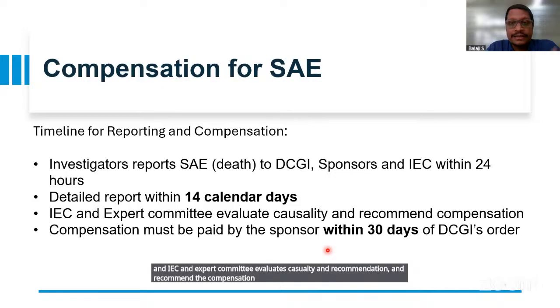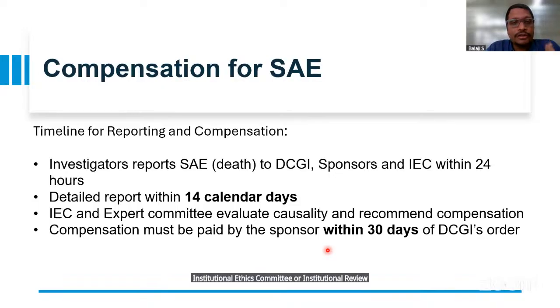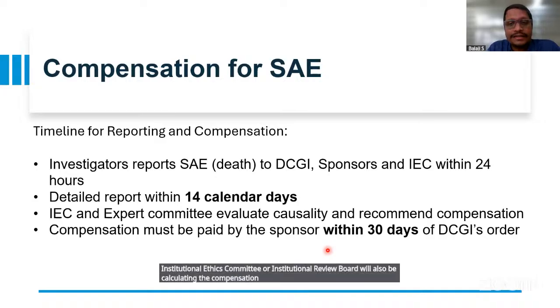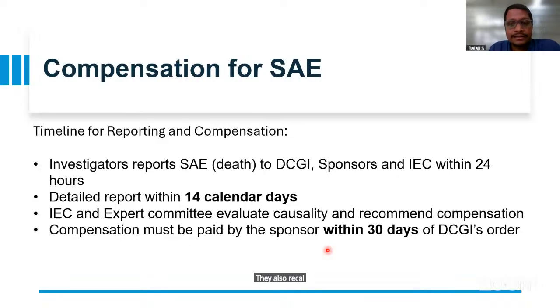Which means that the institutional ethics committee or institutional review board will also be calculating the compensation, and that recommendation would be submitted to the CDSCO, the DCGI. Then the expert committee appointed by the DCGI will also look into its causality and the recommendation. They will also review the recommendations given by the ethics committee. They also recalculate the compensation, and then they recommend the sponsor to provide the compensation.